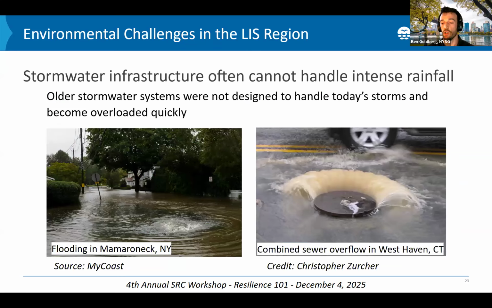So as you can see, when we get really heavy rainfall events, stormwater infrastructure often cannot handle that. Infrastructure is often built for lower rainfall rates, and what that can lead to is sewage backups, sewage overflows, and really extreme flooding in developed areas.